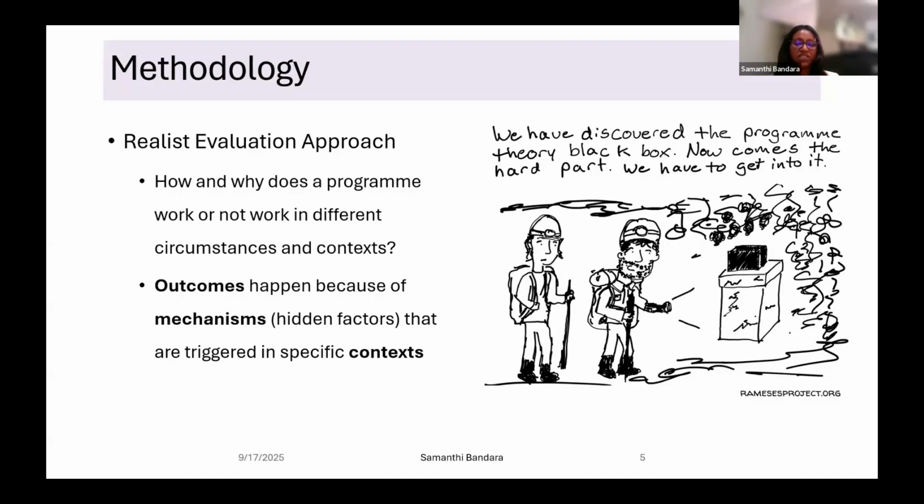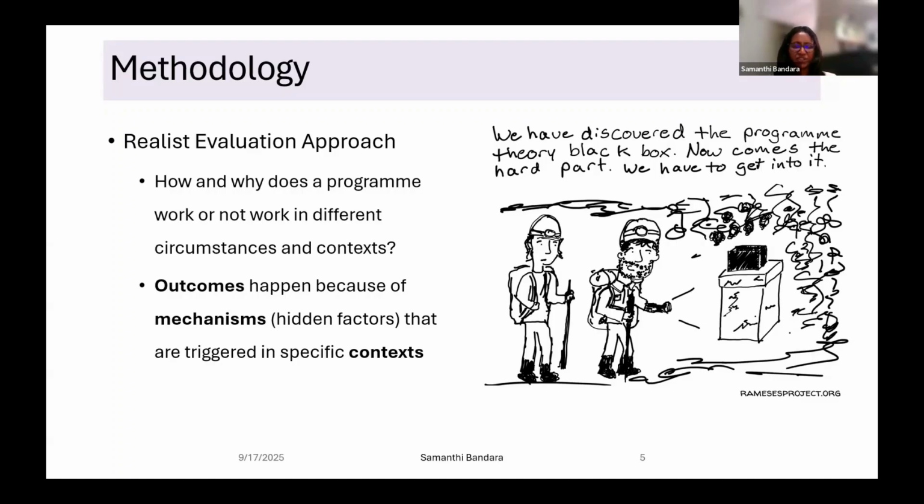So while uncovering this black box, usually in this methodology, a researcher should ask three questions. What are the underlying mechanisms at work? Under what context do the mechanisms operate? How do they lead to specific outcomes? So answers to these questions are articulated in a structured relationship using context, mechanism, and outcome. You may have heard about CMO configuration, which describes how different contexts trigger different mechanisms leading to different outcomes.